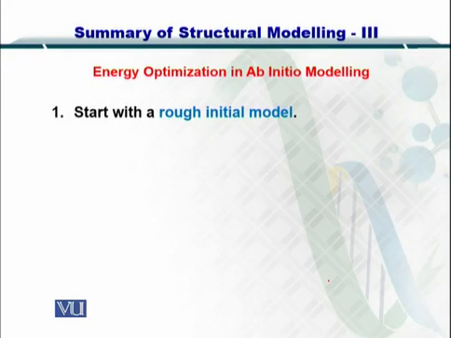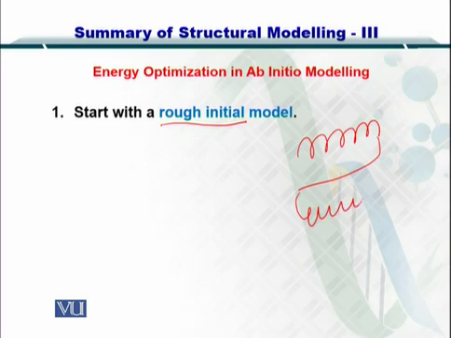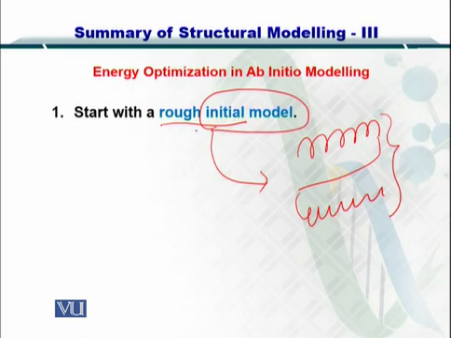So in ab initio modeling, there are two steps. And here I will discuss the first step. You start with a rough initial model. So you estimate your protein to have an alpha helix and a beta sheet followed by another alpha helix. So this is your rough model. This is also known as the initial model.